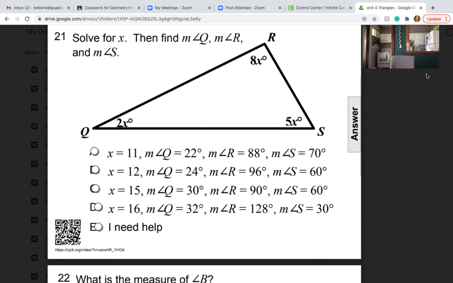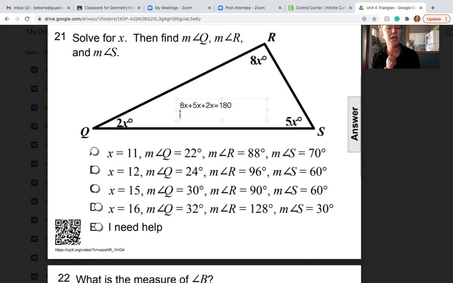All right, perfect. So you would set them equal to 180, which means that you would take each of these angles and create an equation. So we have 8x plus 5x plus 2x equals 180. Then we need to combine our like terms. Actually, let me make this font a little bit bigger for you. That may help. How's that?